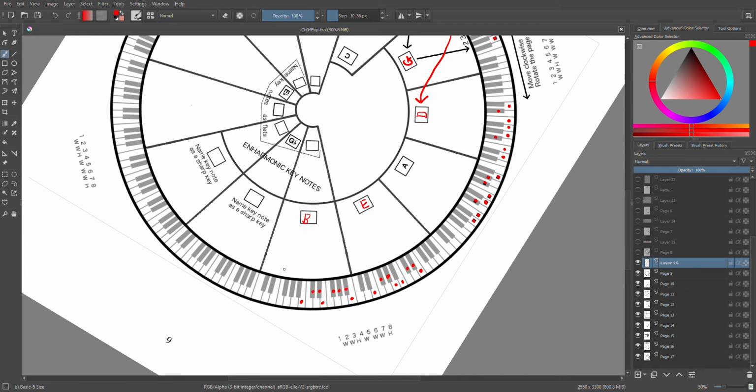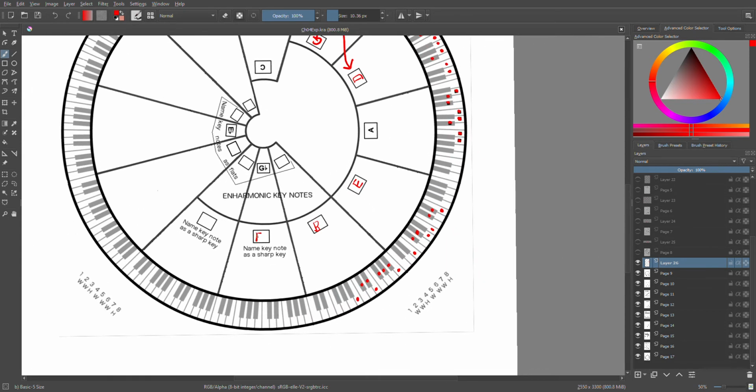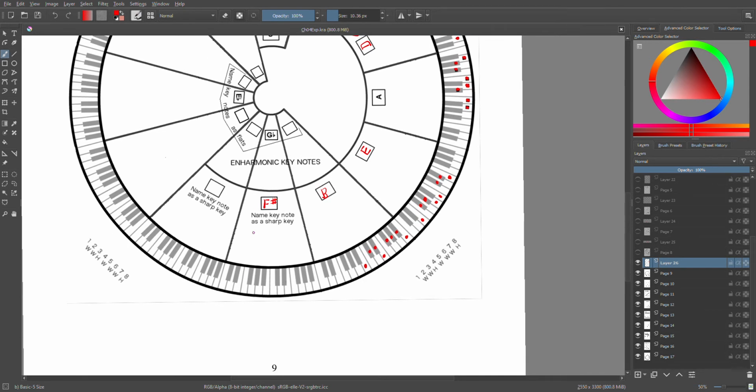Let's take a look at the next one. So 1, 2, 3, 4, 5. Okay, this time the fifth scale degree is on one of the black keys. So we're going to name that as a sharp key. So that's going to be F sharp. Here's my F sharp again. You still continue the same pattern even though it's F sharp. Whole, whole, half, whole, whole, whole, half.